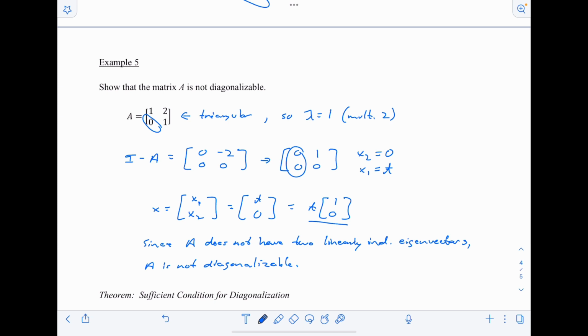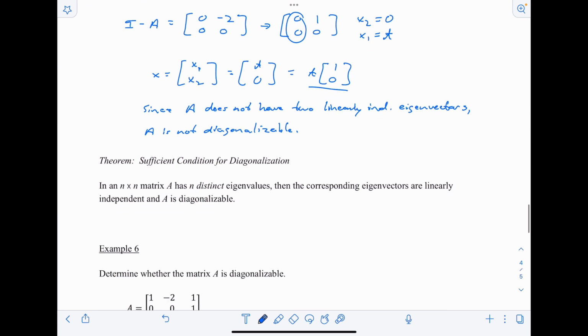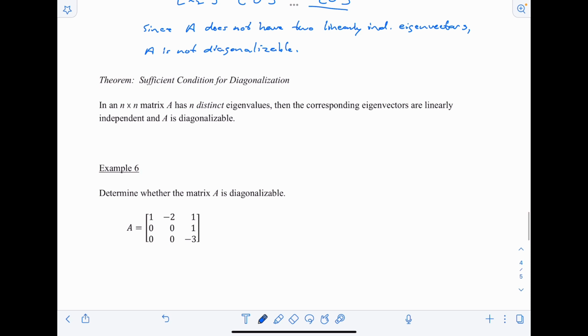Okay, so that's just kind of what it would look like for something to not be diagonalizable, where you can't get exactly n linearly independent eigenvectors. All right, so that brings us to a theorem, a sufficient condition for diagonalization. It says if an n by n matrix A has n distinct eigenvalues, just like we talked about, then the corresponding eigenvectors are linearly independent and A is diagonalizable.